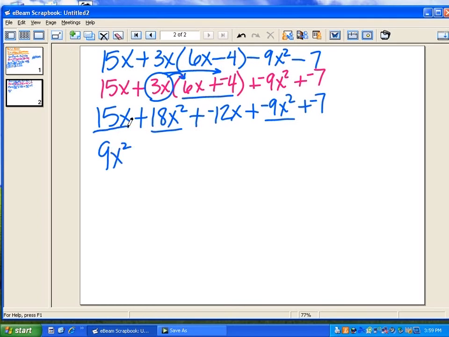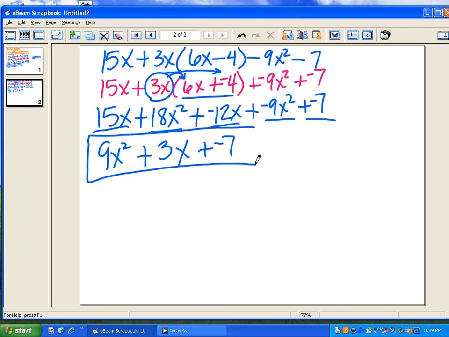And now I'm going to do my 15x and my -12x, which gives me a +3x, and then I have my -7 left. And this is my final answer.